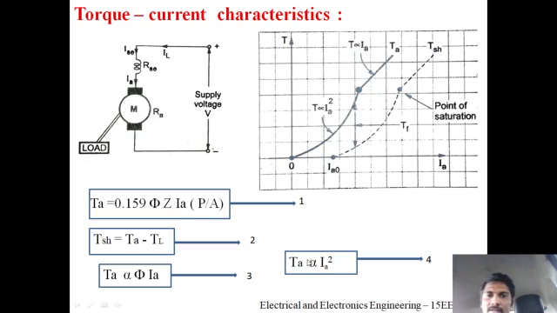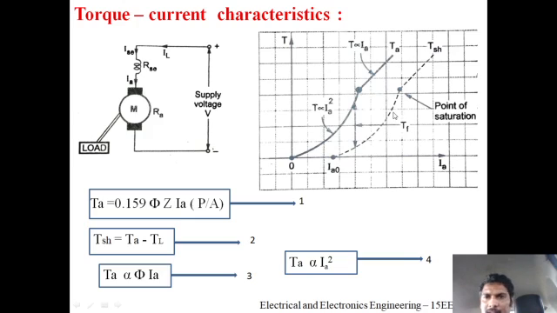In the similar way, if you observe equation 2, we will come across TSH and TL. TSH is the torque developed at the shaft. TL is the torque lost due to the losses.